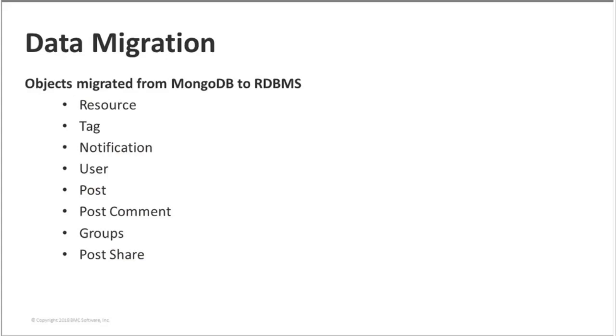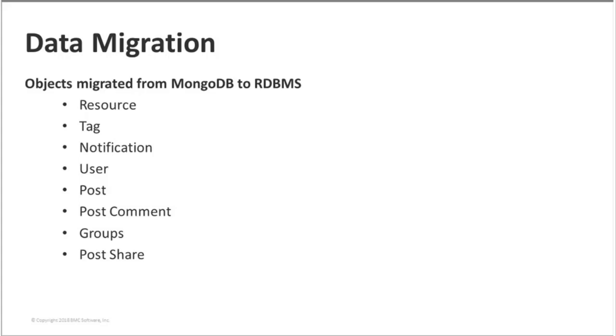So those are the affected areas, and the next topic here is the data migration. What are the types of data that we store in MongoDB, or we used to store in MongoDB, and now we are moving to RDBMS. So these are the objects that we used to store in the Mongo database that we are now moving to a relational database. So we have all the resources and tags.